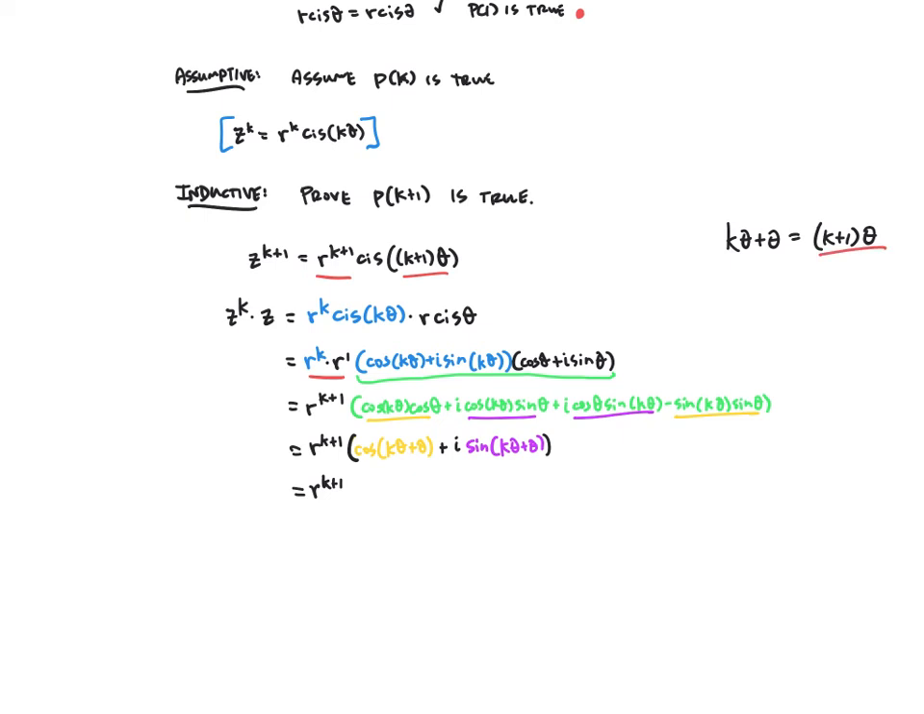Thus, I will have cosine k plus 1 theta plus I sine k plus 1 theta. And going one step further, putting this in cis form, I have now proven de Moivre's theorem using math induction.